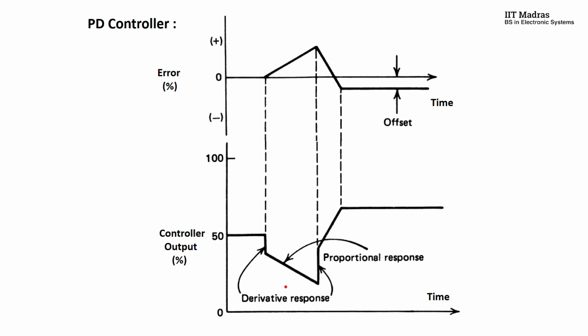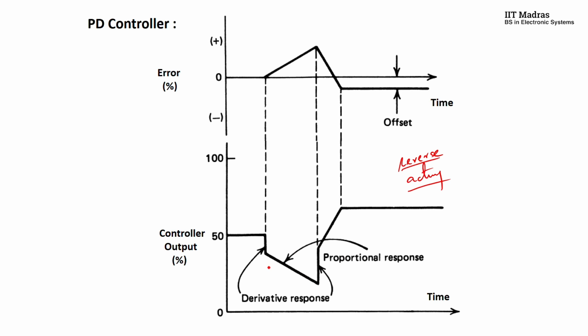If you see the PD control mode, this is also a reverse acting controller, wherein you see that as the error is increasing, the control output is decreasing. You can see very clearly that the proportional response is exactly what we have here, and the derivative response adds to the transitions, and together they give you a certain kind of response, which is shown like this.